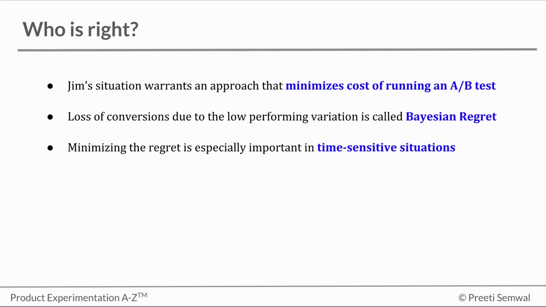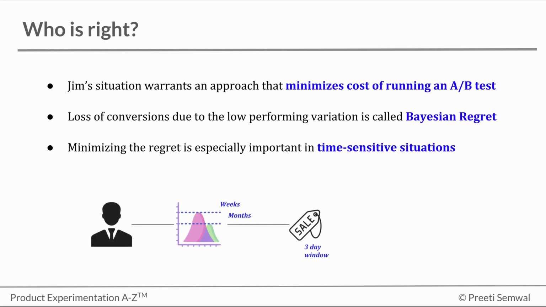Minimizing the regret is especially important in time-sensitive situations or in cases where the cost of poor variations is high enough that businesses hesitate to run A-B tests. Since Jim is relying on a 3-day window to maximize sales, he can't wait for statistical significance and lose out on conversions, which sometimes takes weeks or months for low traffic websites. This is where multi-arm bandit testing comes into picture. If Jim had multi-arm bandit algorithms to use, this issue wouldn't have happened. We will soon see why that is.